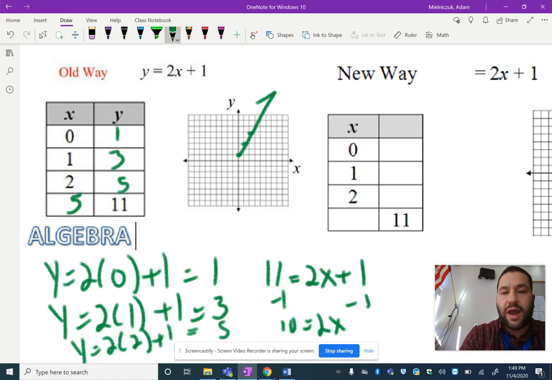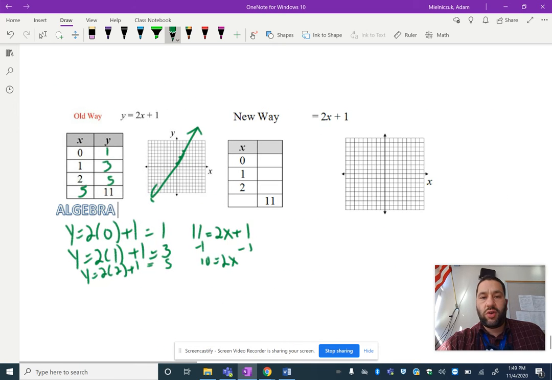Okay, and then we can graph them. That was the old way. It was creating a table. Now let's take a look at the new way.